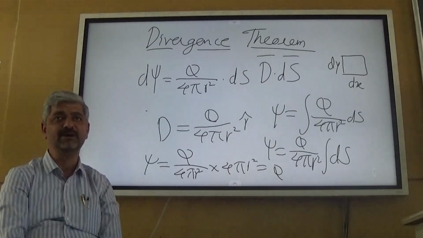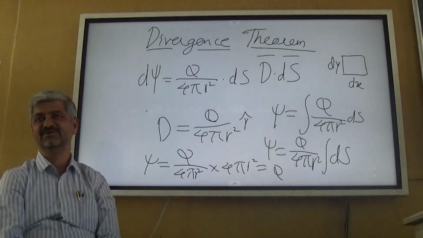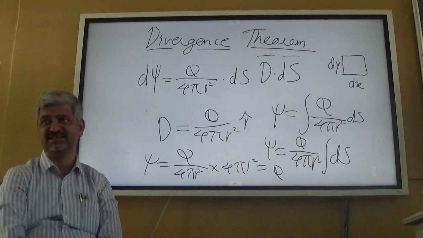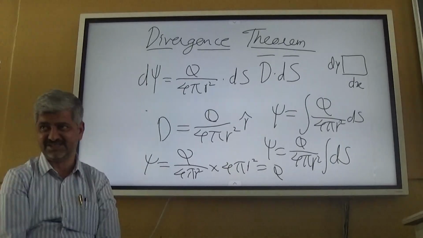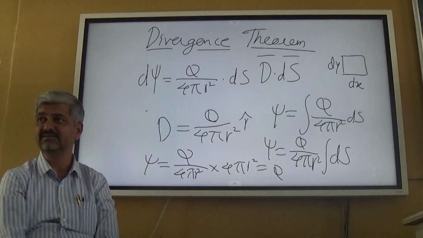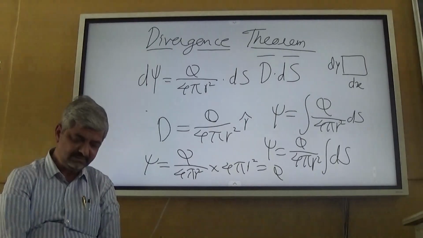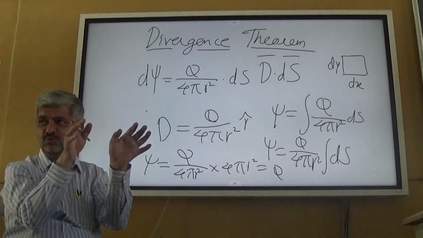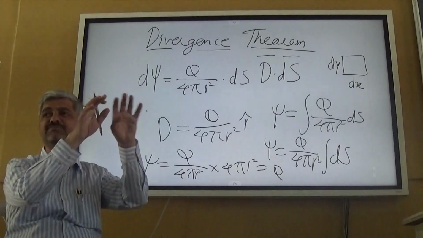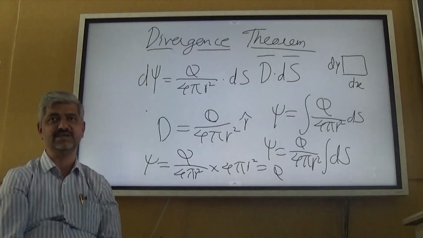Number 1. Number 2 is that point charge doesn't exist actually. To be very precise, point charge doesn't exist. Line charge doesn't exist. Surface charge doesn't exist. What can exist? Volume charge, which means that over a given volume, some charge is present.